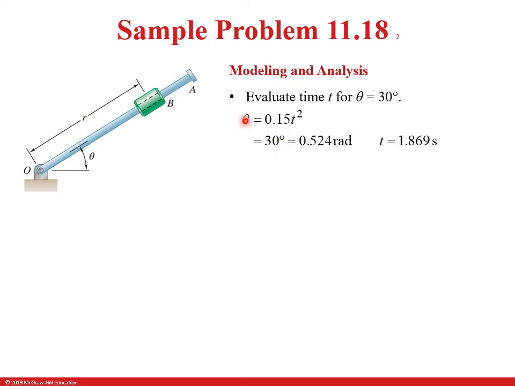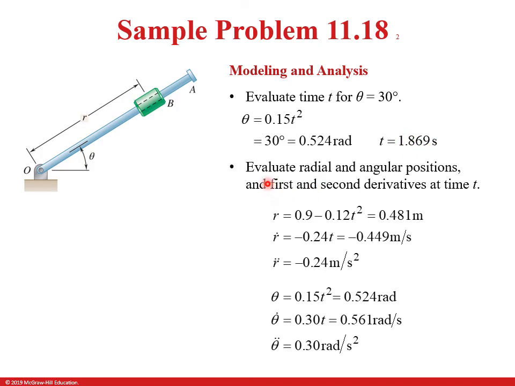If you're just methodical and organized with this type of problem, it shouldn't be too complicated. Theta equals 0.15 t squared, and 30 degrees equals 0.524 radians. So we do the radian conversion and then solve that. 0.524 divided by 0.15, and then the square root, you solve for t and get 1.869 seconds. Now we can go through and get our r dot, r double dot, theta dot, theta double dot.